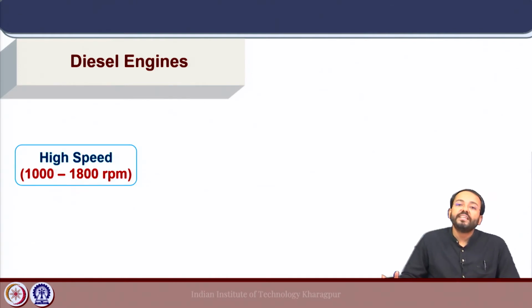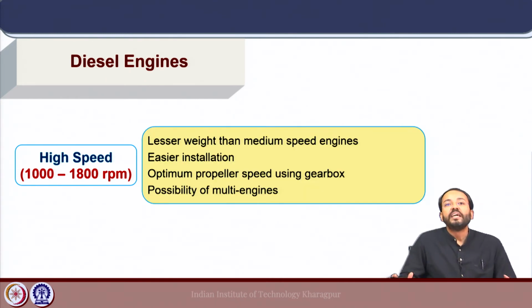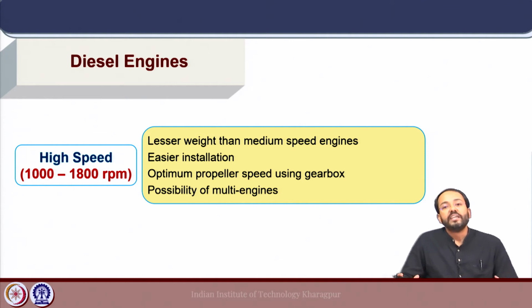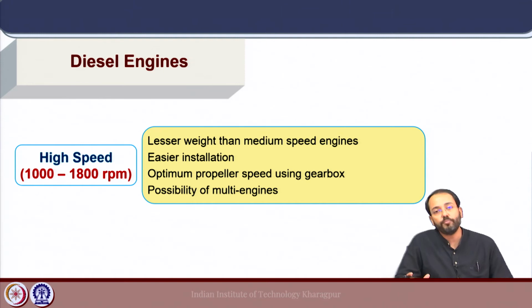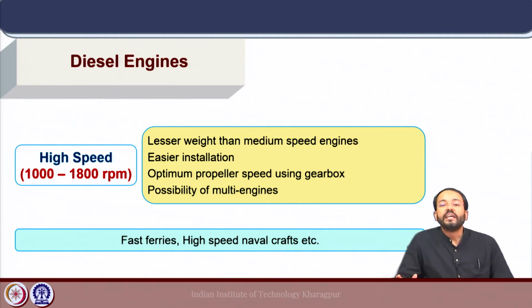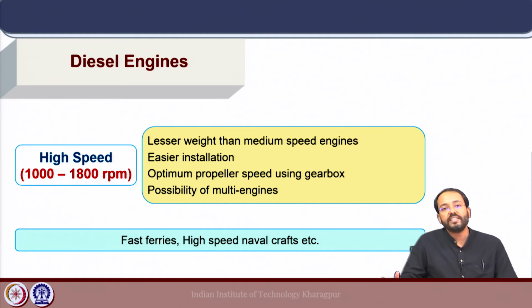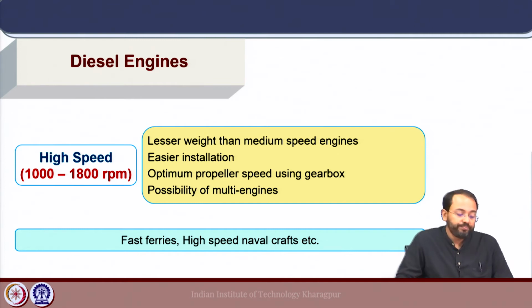Next, high speed diesel engines, which have very high RPM, typically higher than 1000. The weight is lower than medium speed diesel engines, and the dimensions will also be smaller. Installation will be easier, again because the speeds are quite high compared to the propeller RPM. The gearbox comes into play here, and the possibility of multiple engines is also there. They find their applications in high speed crafts, typically fast ferries and high speed naval crafts, where these high speed diesel engines are being used.